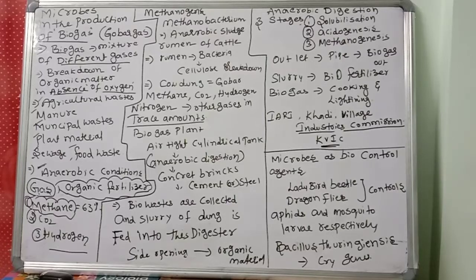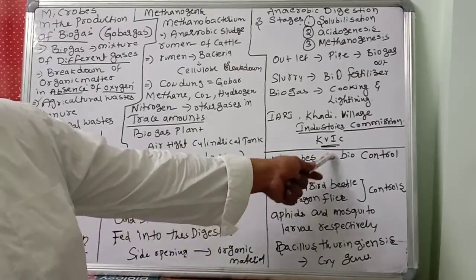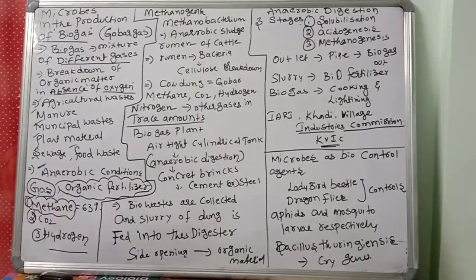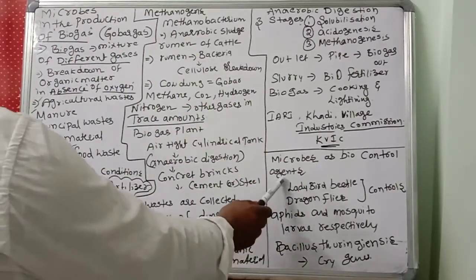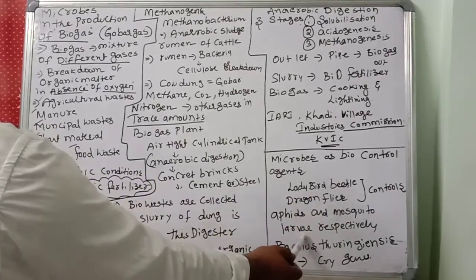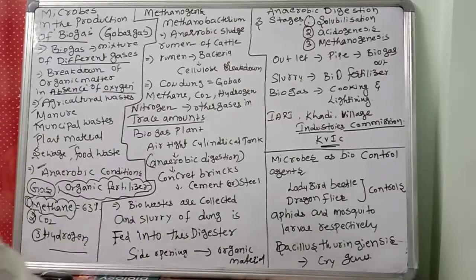The next concept is microbes as biocontrol agents. Microbes are helpful to kill harmful pathogens. That's why they are called biocontrol agents. For example, ladybird beetles and dragonflies control aphids and mosquito larvae respectively. And Bacillus thuringiensis, through its cry genes, produces toxins. They can also control some aphids and some insects.